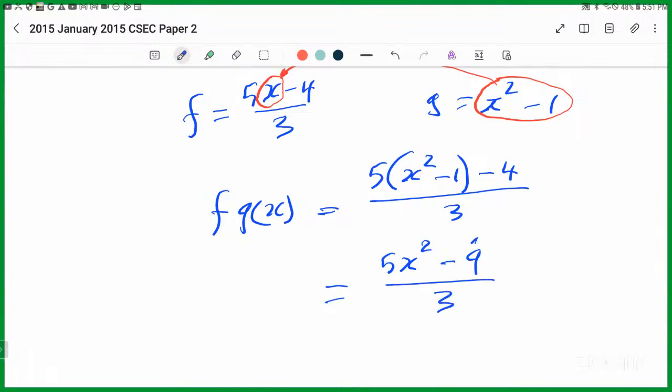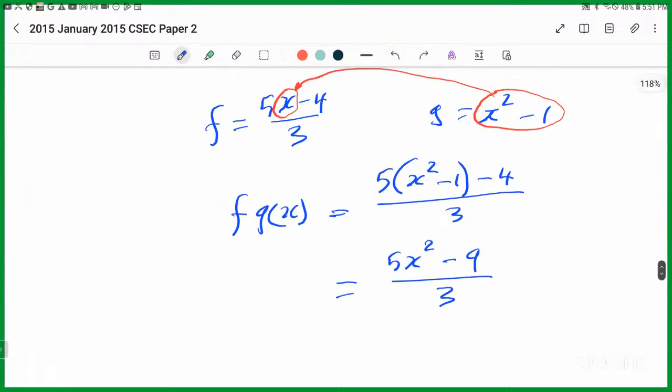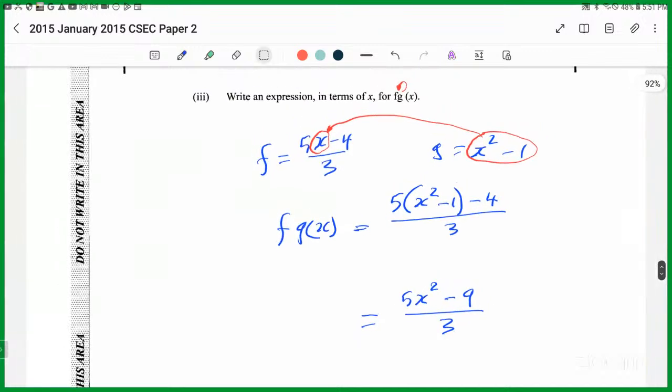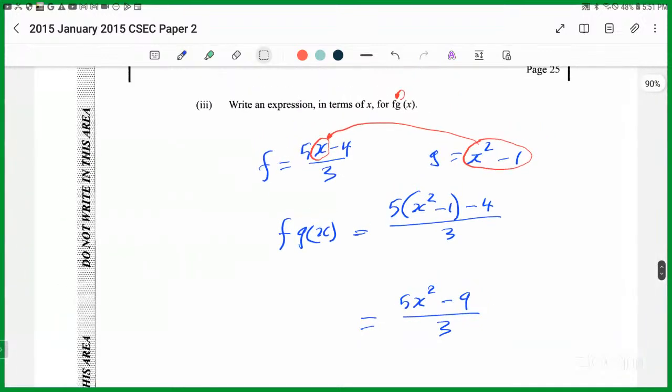You can't just divide this part alone by the 3, guys. No. You have to divide each of them by the 3. You can't do that. I'm going to leave that as the answer right there. That is it. Very good? Yes, sir.